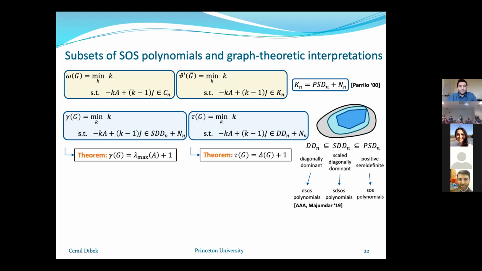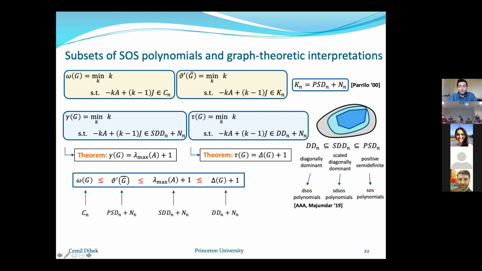I'm not going to give the proof, but we show that this first one, when we replace PSD with SDD, is exactly the largest eigenvalue of the adjacency matrix plus 1. And the second one is exactly the maximum degree plus 1. So Cn leads to the clique number, Kn leads to the Schreiber number, and these two sets lead to these two numbers. So we obtain the following inequalities.